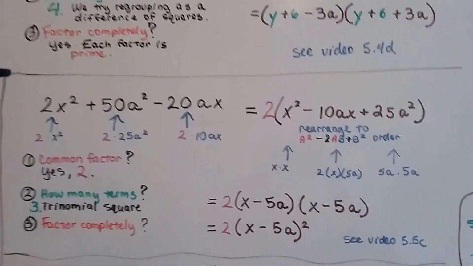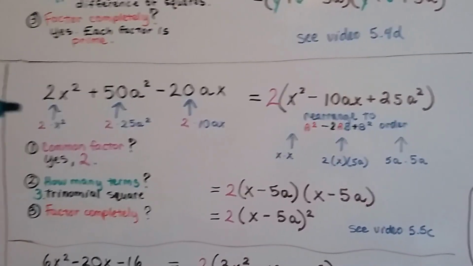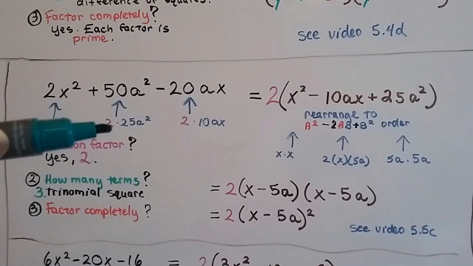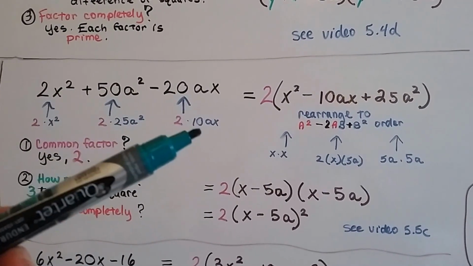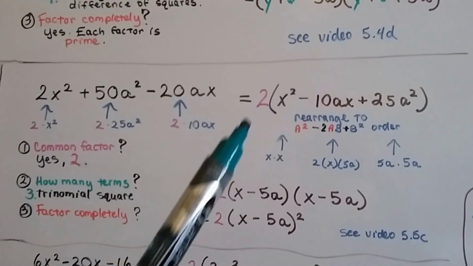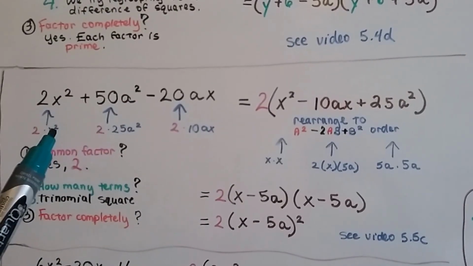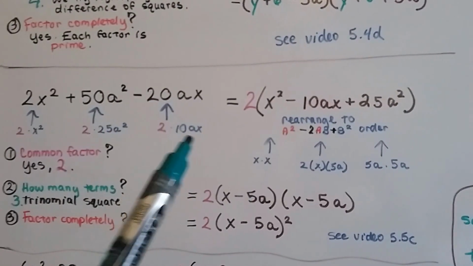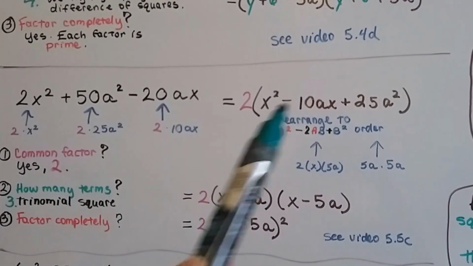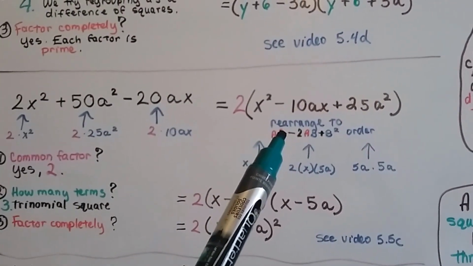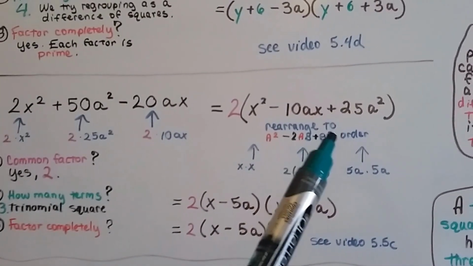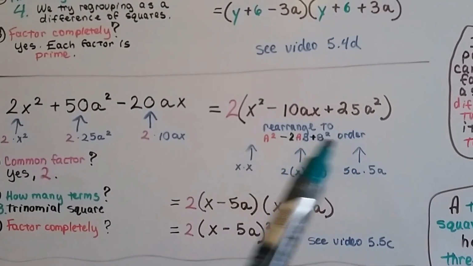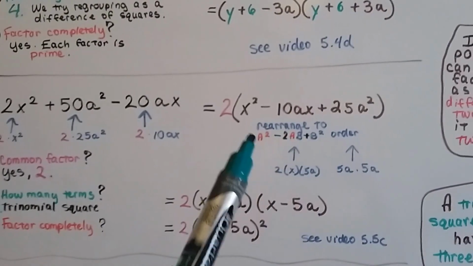Does this have a common factor? Yes, a 2. We can pull 2 times x squared, 2 times 25a squared, 2 times 10ax. We put the 2 in front of the parentheses, and we pull our blue x squared plus 25a squared minus 10ax. And we rearrange it so it's in the a squared minus 2ab plus b squared order, so that the squares are the bookends on each side.